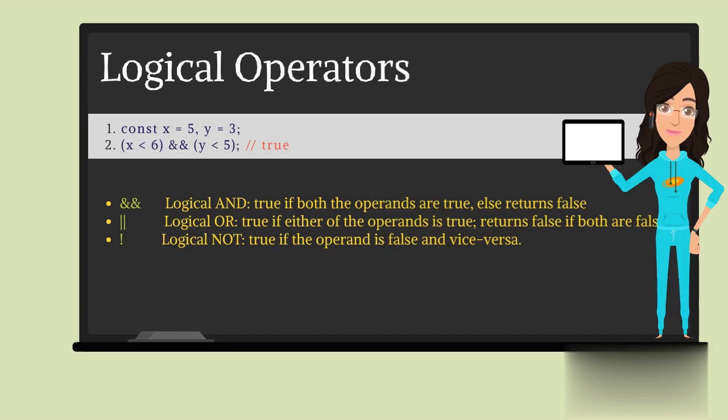Logical AND: true if both the operands are true, else returns false. Second is logical OR: true if either of the operands is true, returns false if both are false. Logical NOT: true if the operand is false and vice versa.